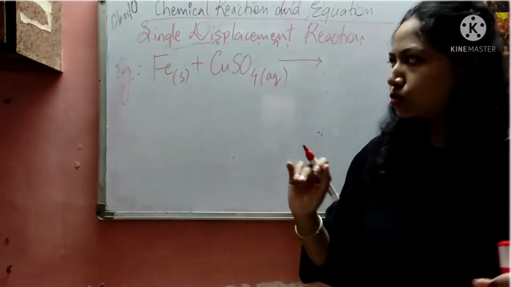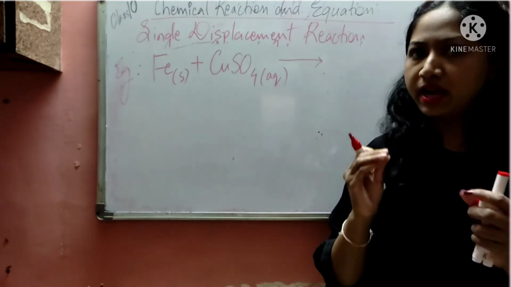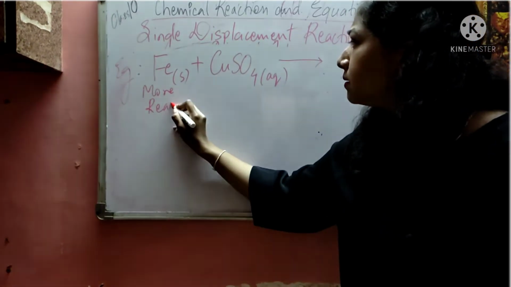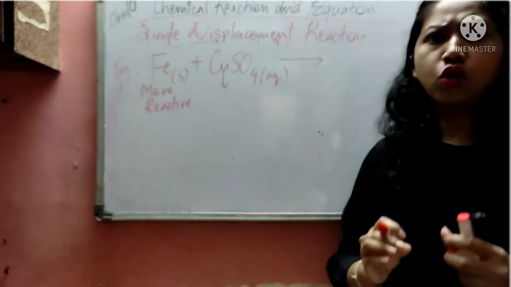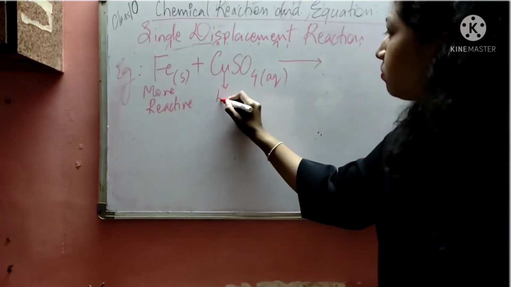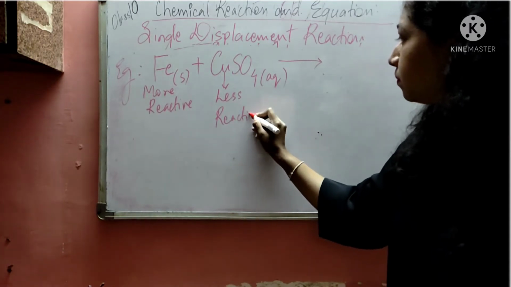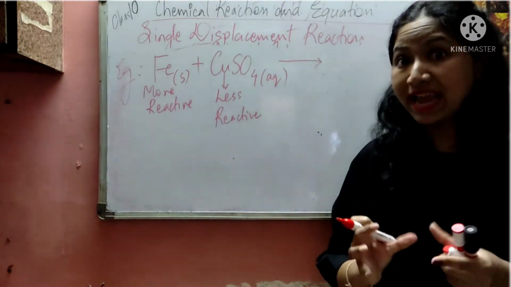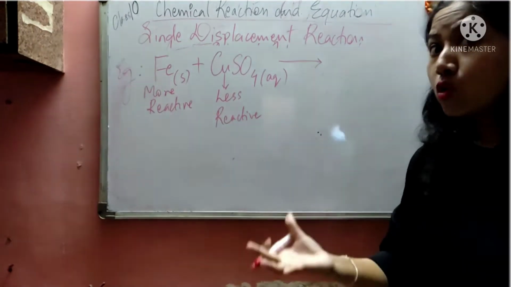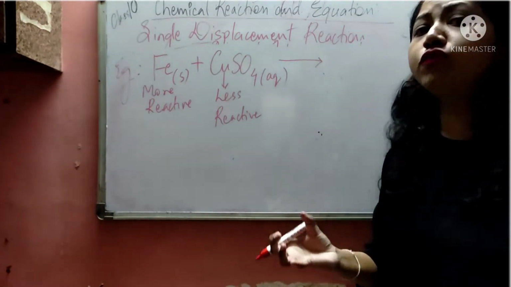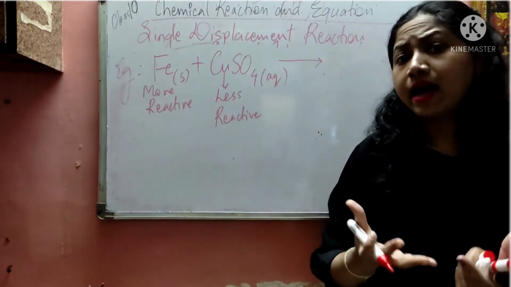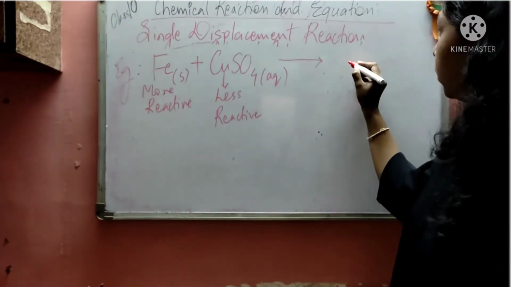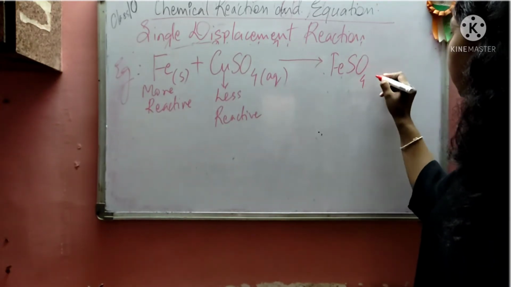Now what happened basically? Fe is more reactive, guys. Copper is less reactive. So what is iron, which is more reactive, going to do? That iron is going to remove copper. As iron is more reactive, it is going to remove copper from copper sulfate. And what you're going to get is FeSO4 solution.